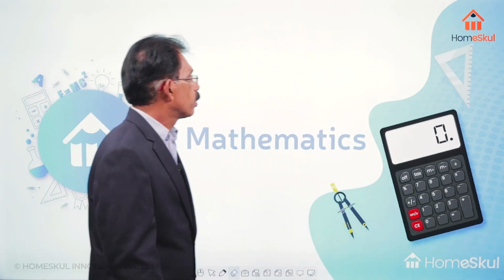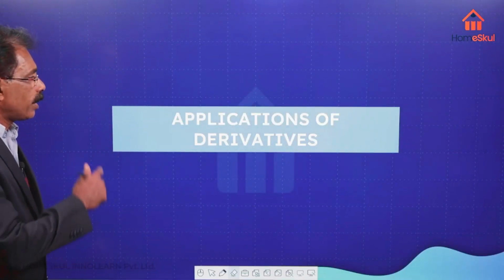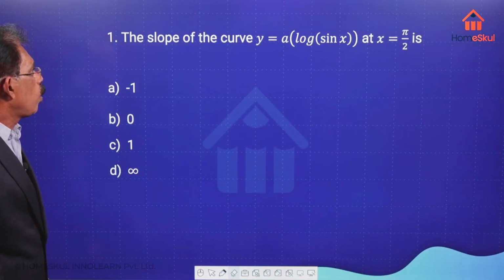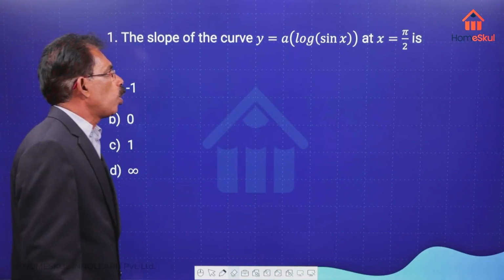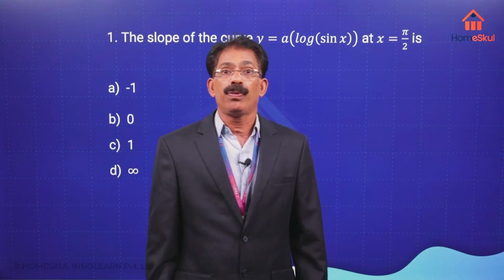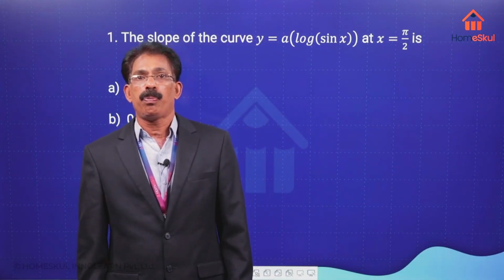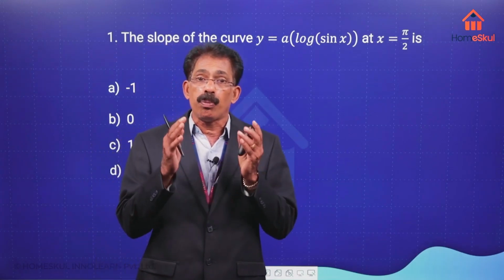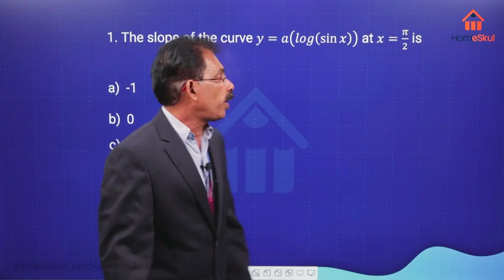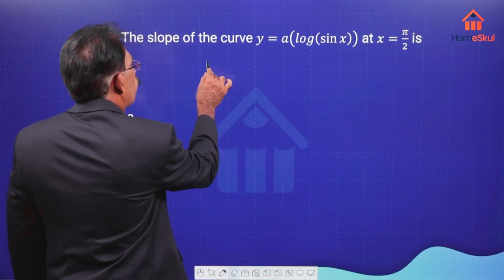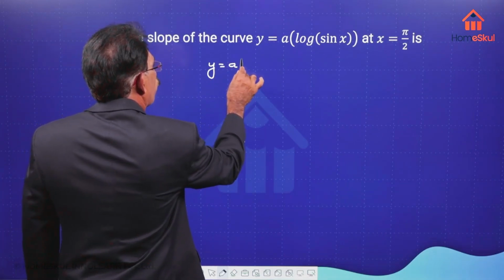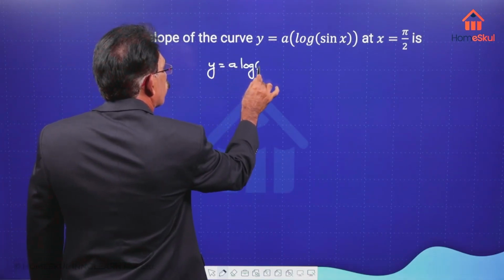The first chapter is applications of derivatives. The first question: the slope of the curve y is equal to a into log of sin x at x is equal to pi by 2. The slope of the curve means the slope of the tangent of that curve at the point x is equal to pi by 2. The curve is y is equal to a into log of sin x.